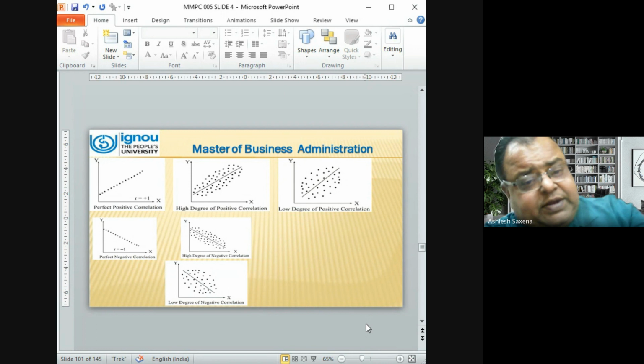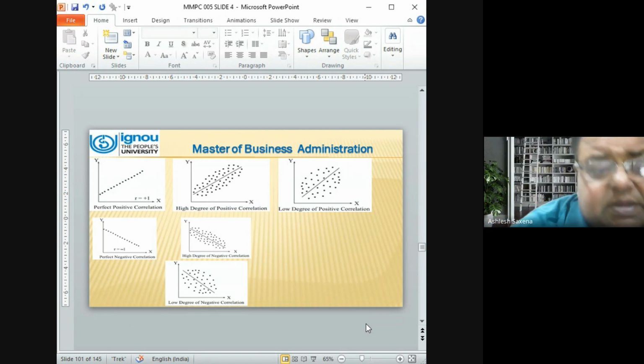Adjacent to it is again a slope downwards, but the points are around that straight line. So that means a high degree of negative correlation. And the last one, here you can say that the line is sloping downwards, but the points are scattered. In that case, that is a low degree of negative correlation.